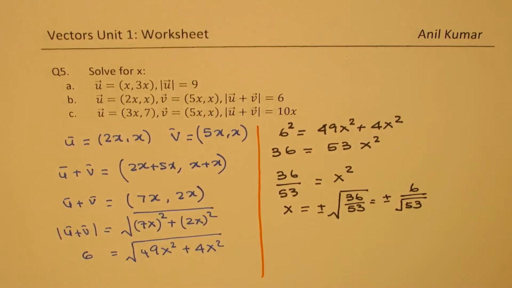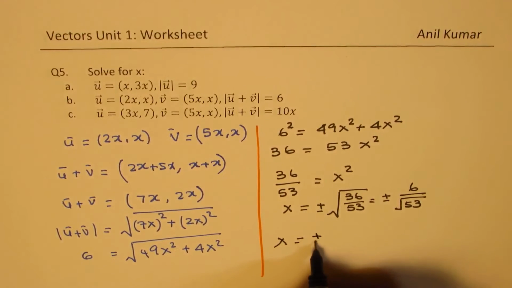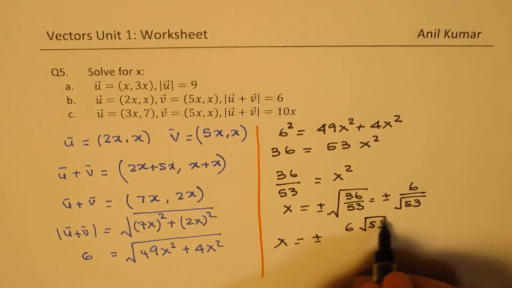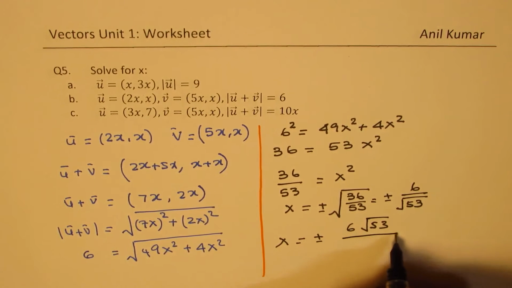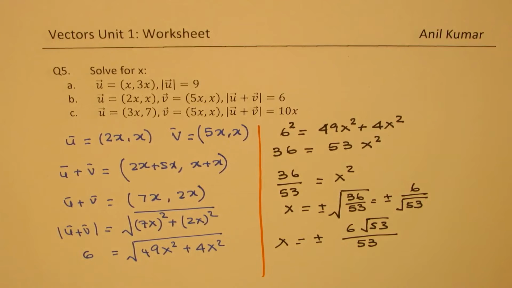As we did last time, we'll rationalize the denominator, and so we'll write x as plus minus 6 over square root 53. You multiply and divide by square root 53, and you get 53 in the denominator. Is that clear to you? Perfect. So that is how it should be solved. I hope the steps are absolutely clear.